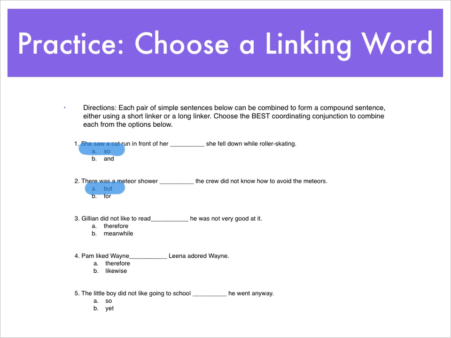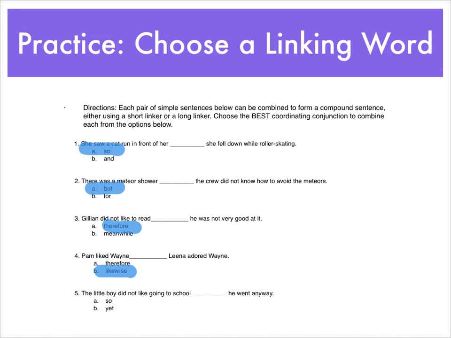In number 3, Gillian did not like to read. Therefore, he was not very good at it. We get the idea that because he doesn't like to read, he doesn't read a whole lot, so he's not very good at it. Meanwhile, just wouldn't make sense there. In number 4, Pam liked Wayne. Likewise, Lena adored Wayne. We're just showing somebody else that also likes him, so we use likewise to show that it's in addition to.